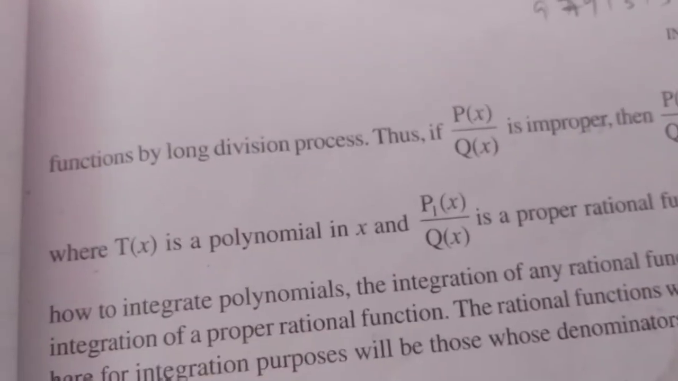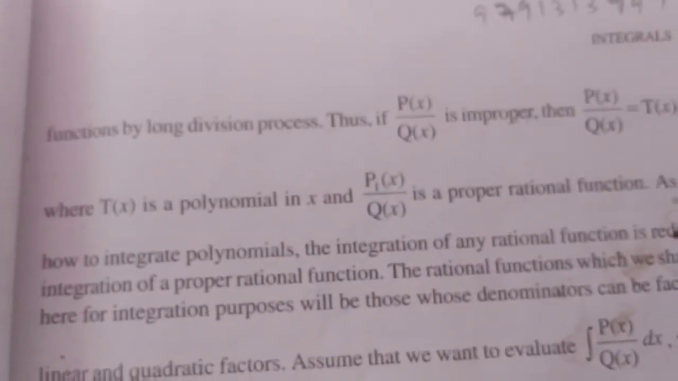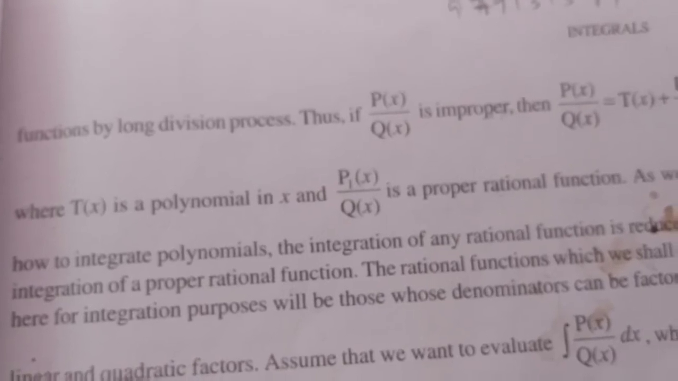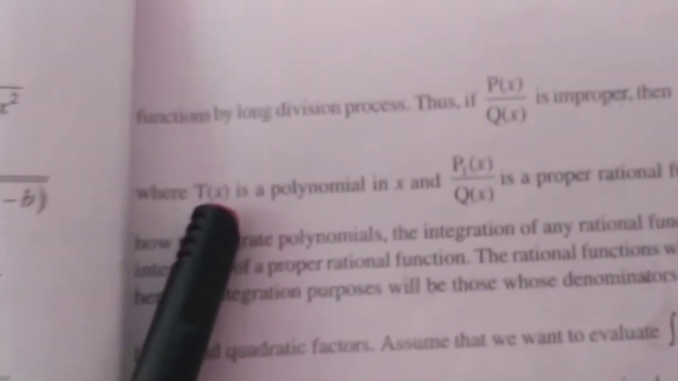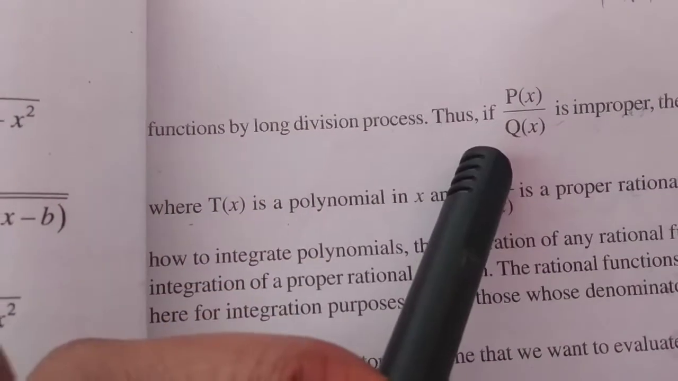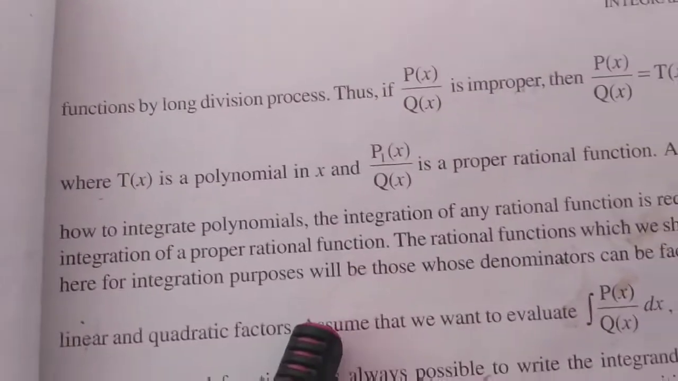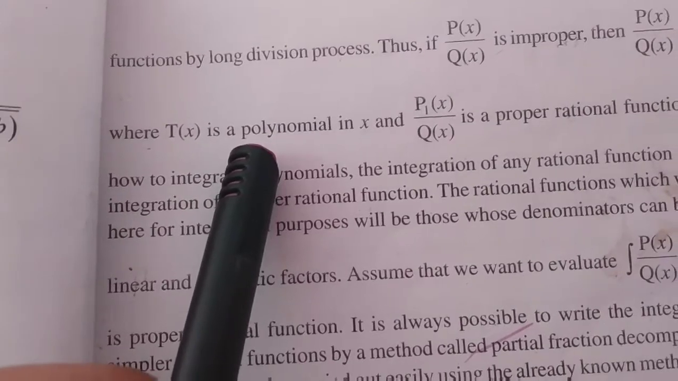Thus, if p of x divided by q of x is improper, then p of x by q of x is equal to t of x plus p1 of x divided by q of x, where t of x is a polynomial in x and p1 of x divided by q of x is a proper rational function. That is, this t of x is nothing but the quotient obtained when you divide p of x by q of x, and this p1 of x is nothing but the remainder. This is one of the important things you need to note down.